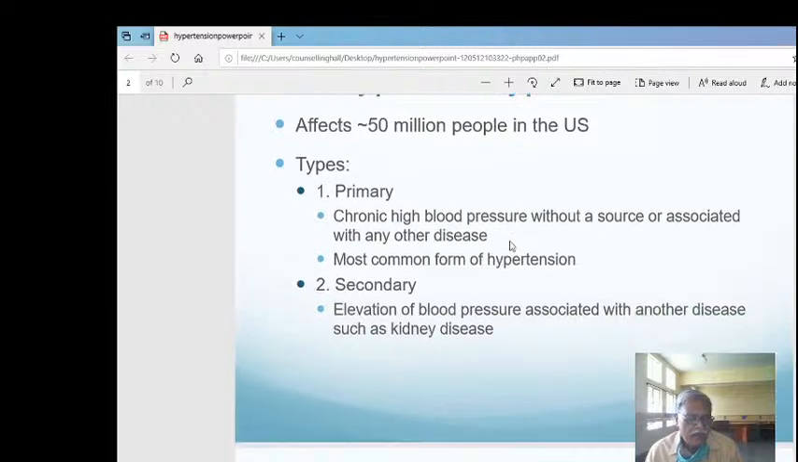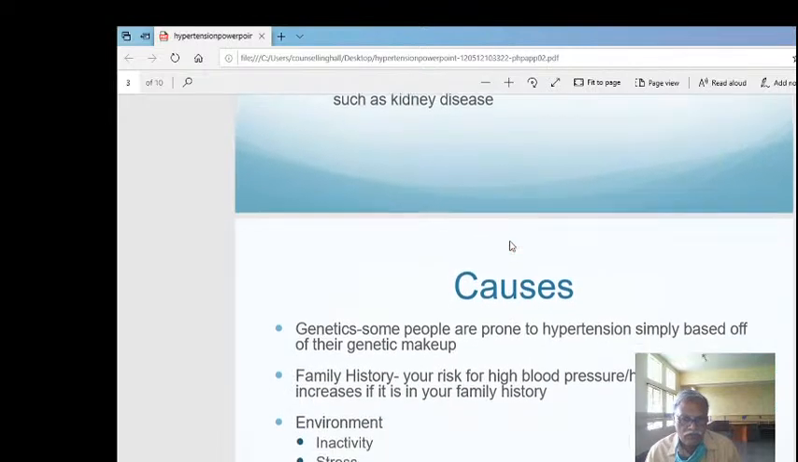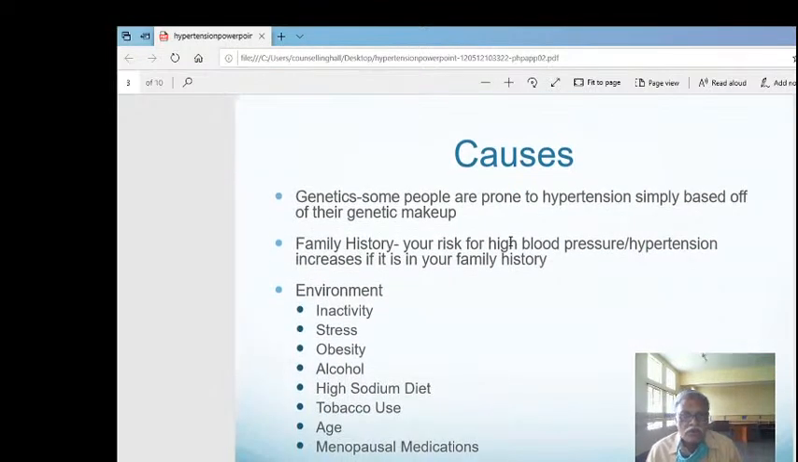The secondary hypertension is an elevation of blood pressure associated with another disease such as kidney disease, coarctation of aorta, diabetes mellitus, diabetic nephropathy, etc. The causes of essential hypertension.